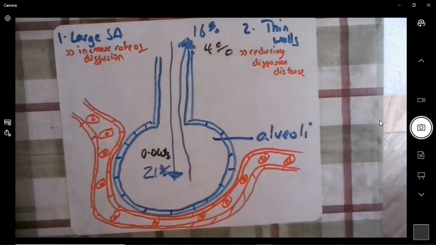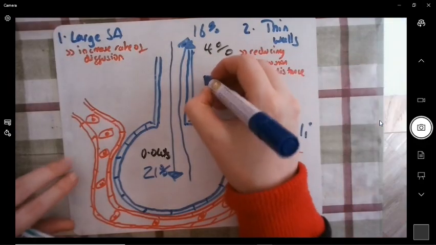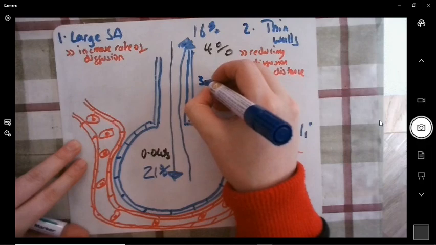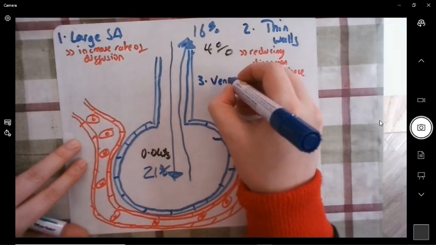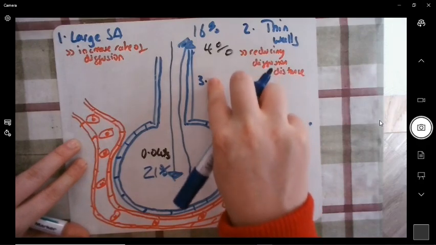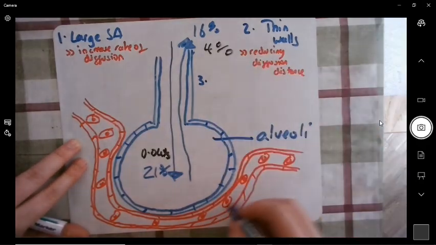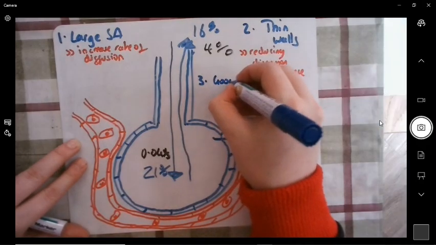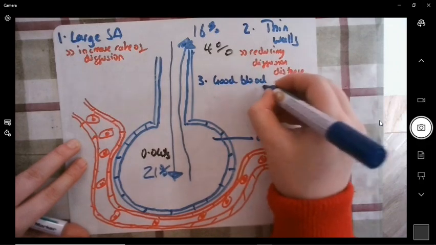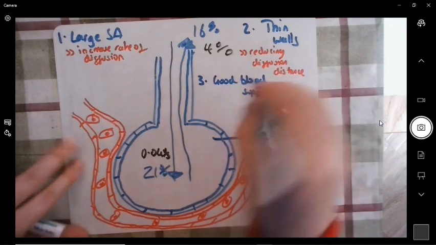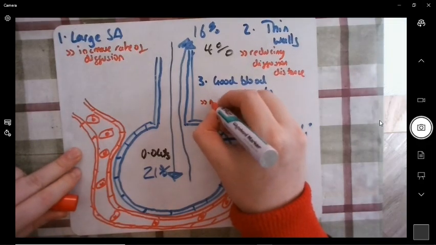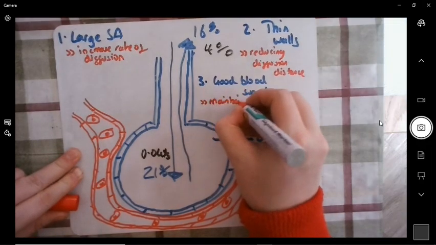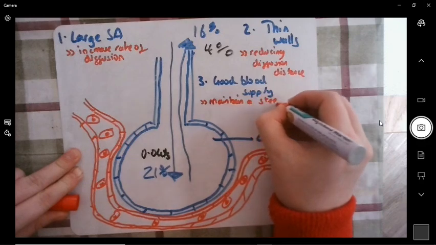The final thing this alveoli is doing, the fact that we are constantly ventilating and the fact that we have a really, really good blood supply, it means we are able to continually maintain a steep concentration gradient.